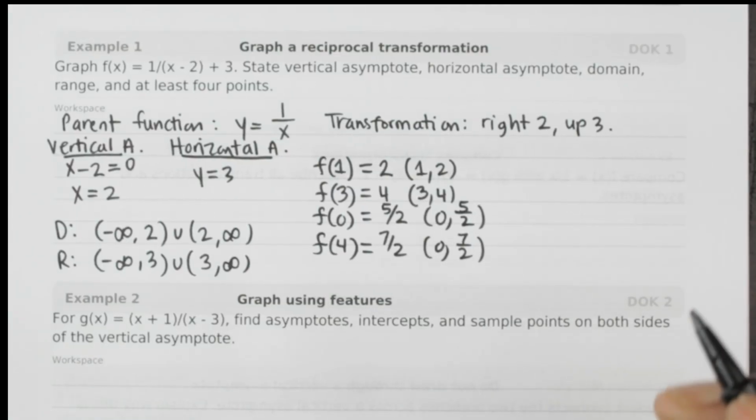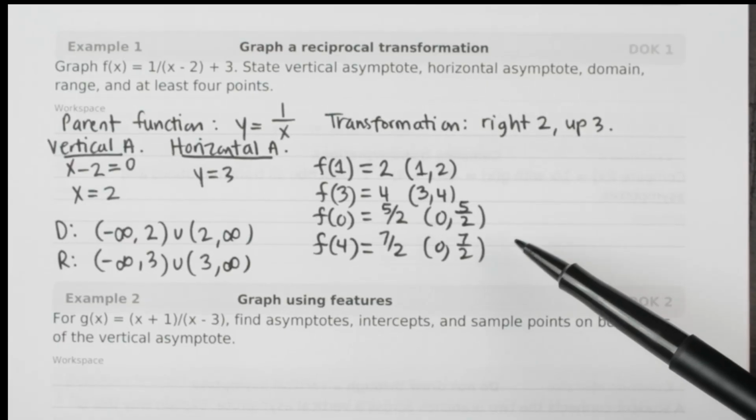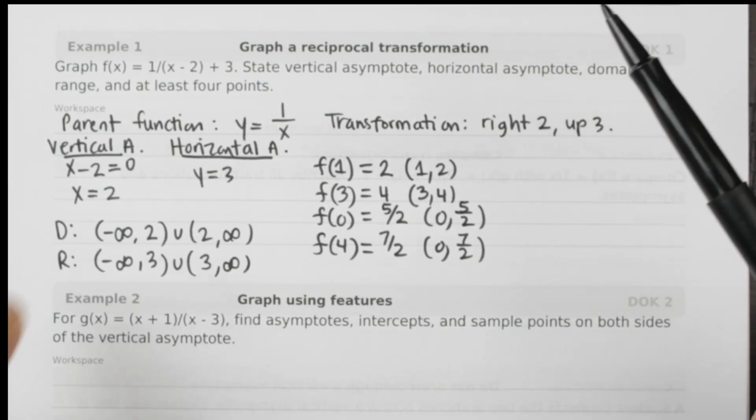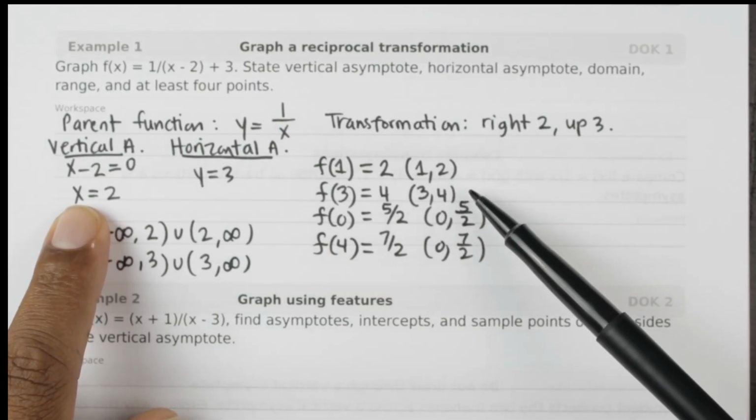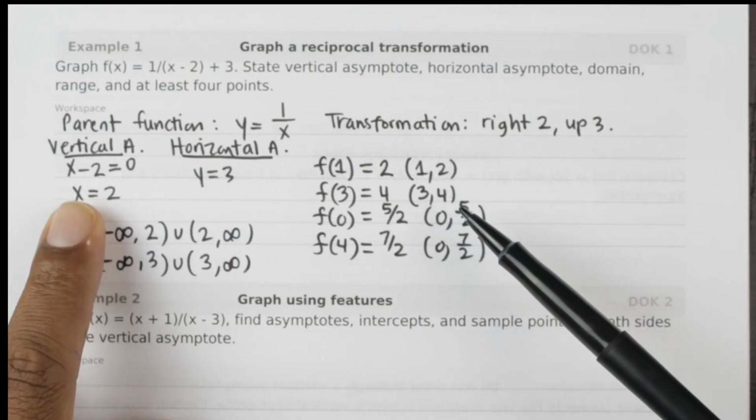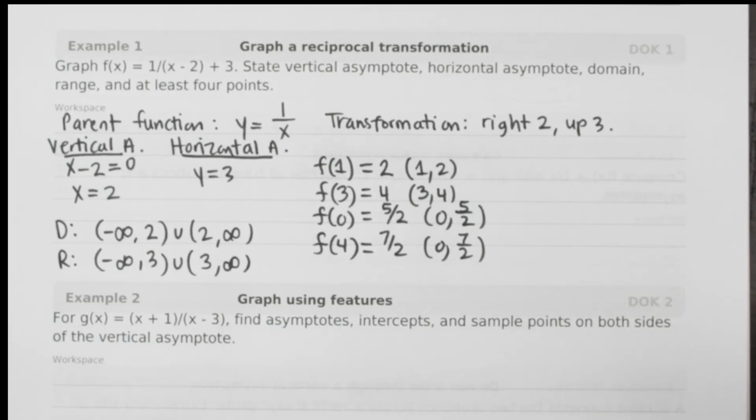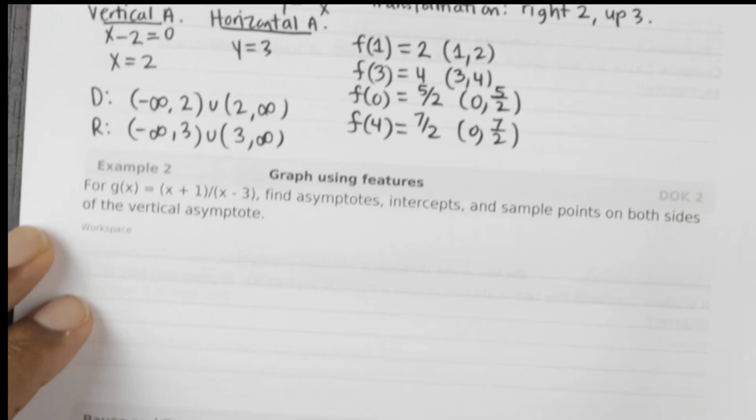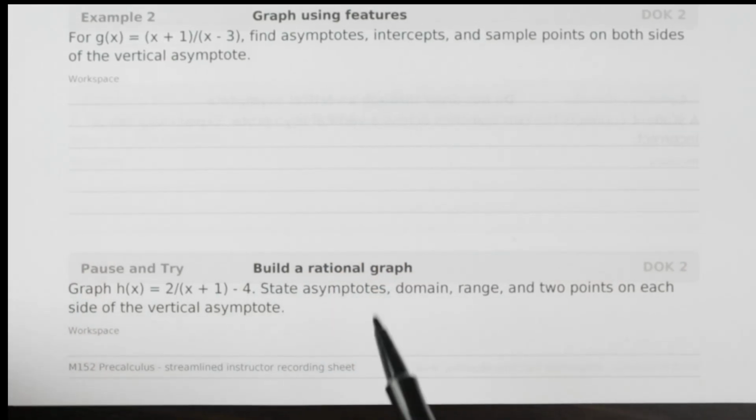So essentially what we can do is plot the asymptotes first, which are these two, then plot the points and see that the graph has two branches, one on each side of x equals 2. You can also put that into Desmos to see the equation. All right, example number 2, graph using features.